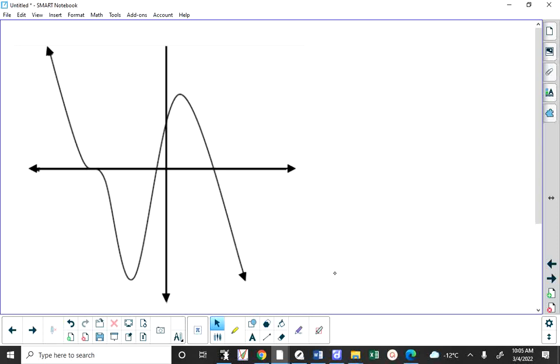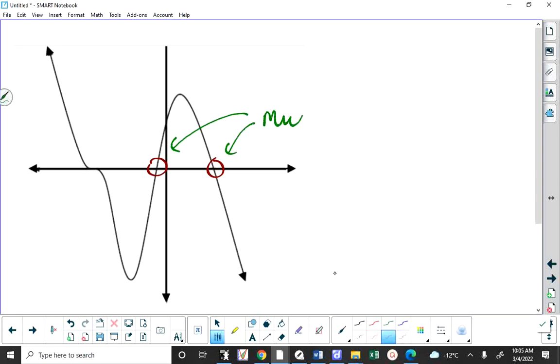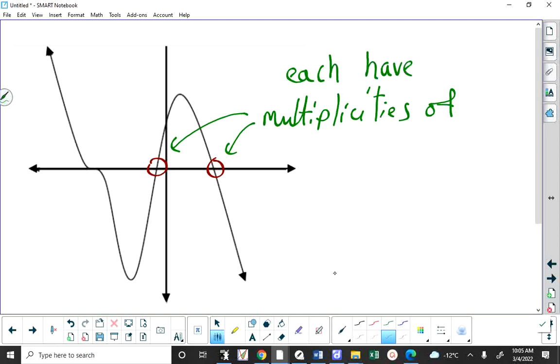This has 3 x-intercepts. But when we look at the multiplicities, these 2 x-intercepts each have multiplicities, better be clear, each have a multiplicity of 1.